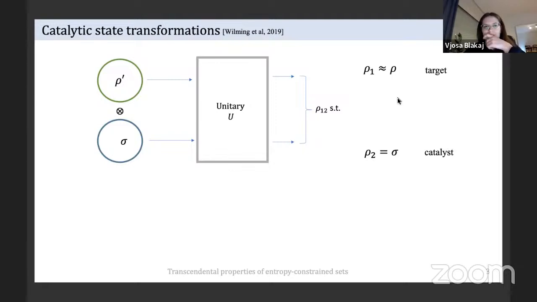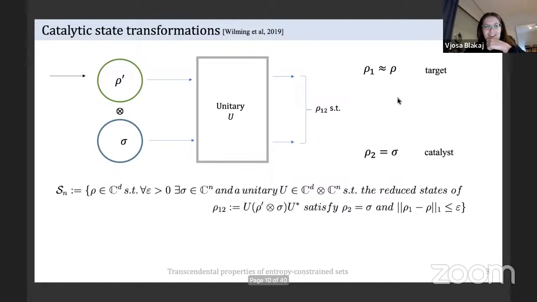So for a given rho prime, I define Sn as the set of reachable states under the constraint that I can use a catalyst of a maximum dimension n. So basically here I just wrote the conditions that I talked about previously. And this is just a subset of density operators, basically.